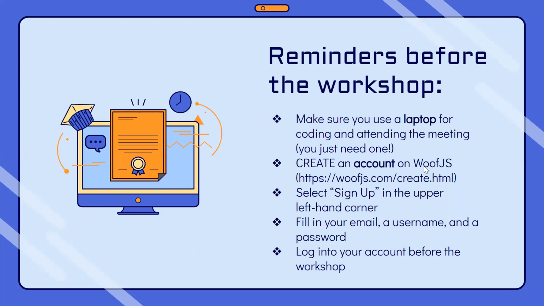So just some reminders before the workshop. You really want to have a laptop if possible, just so it makes it a bit easier to code. And the website we're going to be using is called WoofJS. In the email you received with this video, you're going to have some directions to help you create an account. Once you go to the link in the email or on here, you have to click sign up in the upper left-hand corner, put in an email and a password, which you're going to be using as your username and password for all 3 workshops. Then you can log into your account before the workshop. So make sure you keep your username and your password somewhere safe so that you know it before your workshop.